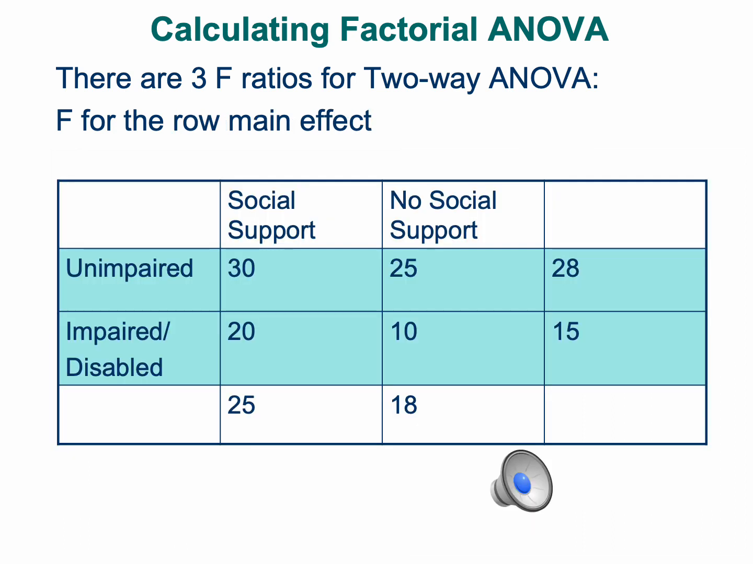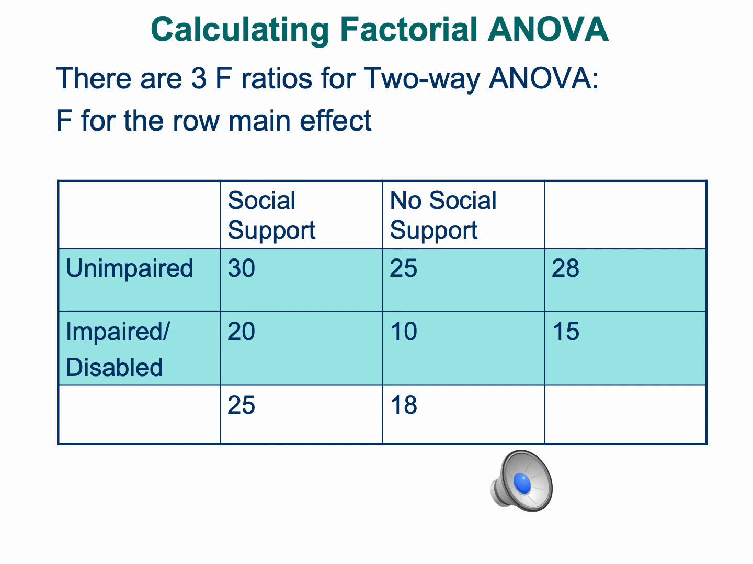Okay, now we're going to do the row main effect. And the row main effect is done the exact same way as the column main effect, but obviously it's going to be a different set of numbers. And here you see them depicted here. The row main effect is for disability level, and you're testing the hypothesis about whether someone who is unimpaired after their brain injury will do better or worse than somebody who's impaired after their brain injury.